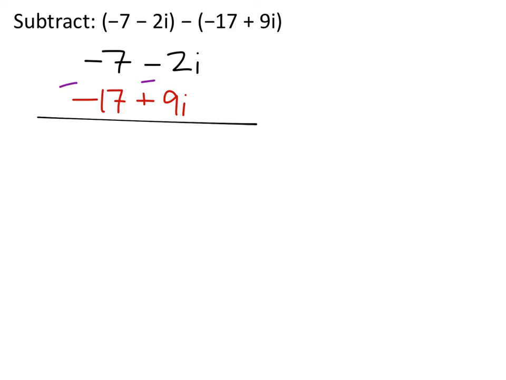Negative 7 minus negative 17 would be the same thing as plus 17 right there. So that's going to give us 10. And negative 2i minus 9i would give us negative 11i. Done.